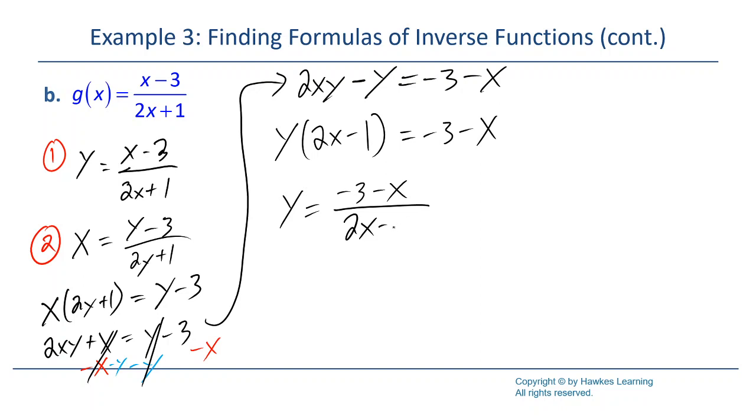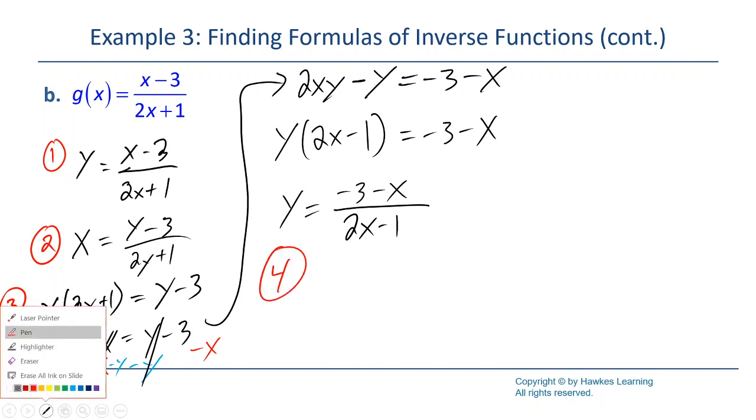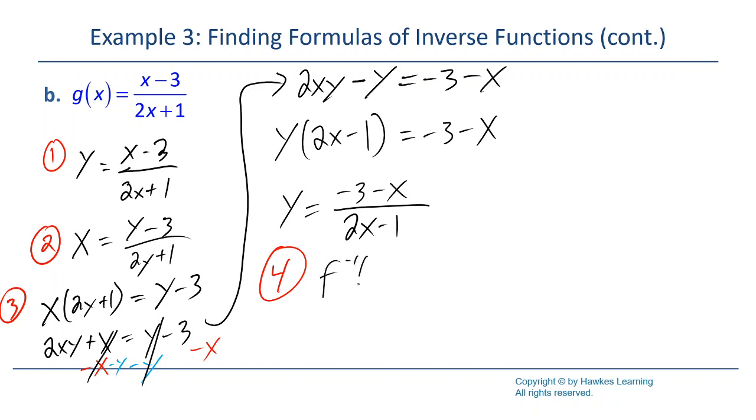And so the inverse ends up being 2x minus 1 in the denominator and negative 3 minus x in the numerator. And so that was step 3 completed. Now lastly, we end off with step 4. And that's saying that f inverse of x equals negative 3 minus x divided by 2x minus 1.